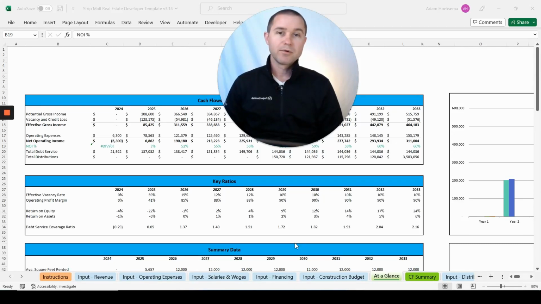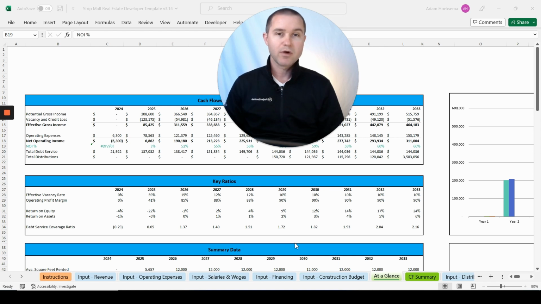Hey, if you're a strip mall developer and you need a set of financial projections to present to potential investors and lenders to raise the capital you need to get your project off the ground, then you've come to the right place because we have developed a financial projection template built specifically for new strip mall developments.